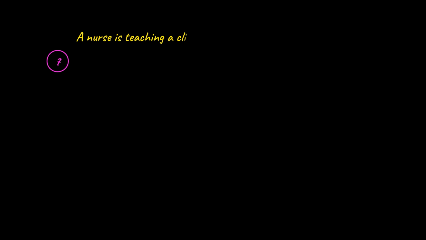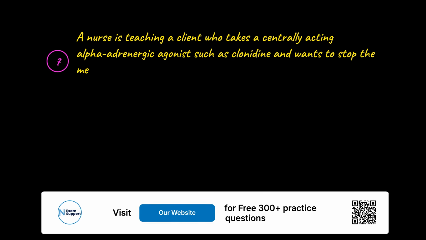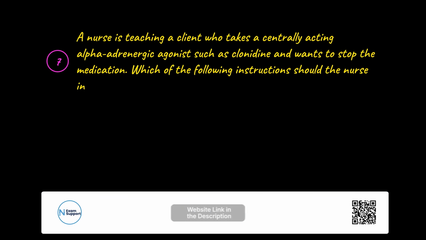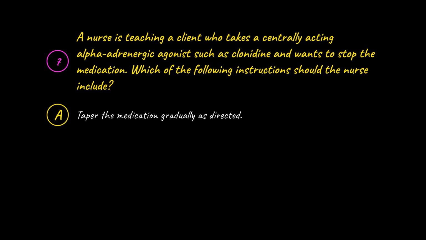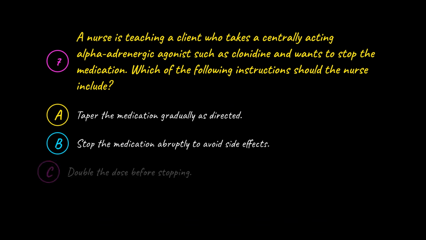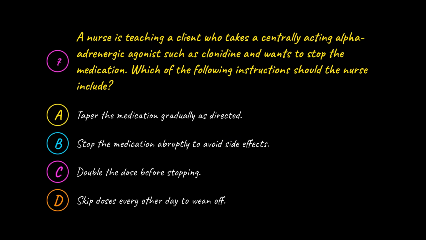Question 7. A nurse is teaching a client who takes a centrally acting alpha-adrenergic agonist, such as clonidine, and wants to stop the medication. Which of the following instructions should the nurse include? Your options are: A. Taper the medication gradually as directed. B. Stop the medication abruptly to avoid side effects. C. Double the dose before stopping. D. Skip doses every other day to wean off. Don't overthink it. Which one feels right?